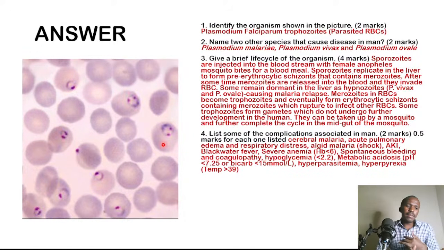You could have severe anemia, that's an HB that's less than 6, spontaneous bleeding and coagulopathies. You may have hypoglycemia, which is less than 2.2. You may have metabolic acidosis, which is a pH that's less than 7.25, bicarbonate concentration that is less than 15. You may have hyperparasitemia, you may have hyperpyrexia, and even the temperature may be greater than 39 degrees.